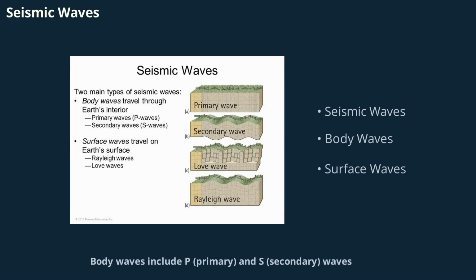Body waves include P (primary) and S (secondary) waves, which travel within the Earth's body. Surface waves, named Love and Rayleigh, move along the surface and are responsible for much of the damage during earthquakes. Seismographs can detect these waves even on the other side of the planet, helping scientists locate and measure earthquakes.